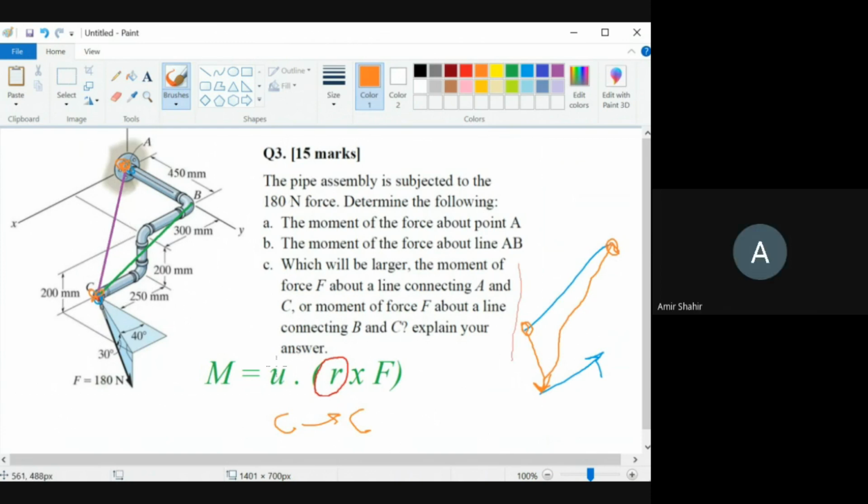Sorry, 1 second. Trying to compute it. Because from A to C there is a distance, but from C to itself there's no distance. Okay, let's say on the right here, this is point A, and this is point B, this is point C.